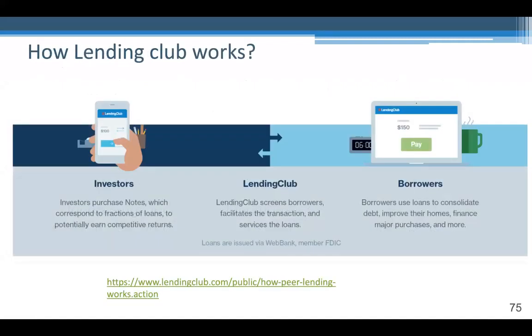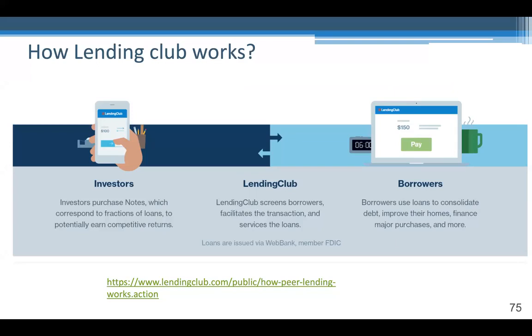Now, there is this company called Lending Club, and we're going to use their data as a case study. For people who do not know Lending Club, it's a peer-to-peer marketplace. Typically, people who do not have high credit scores will go to a peer-to-peer marketplace because they may not have access to traditional credit cards or other modes of funding.